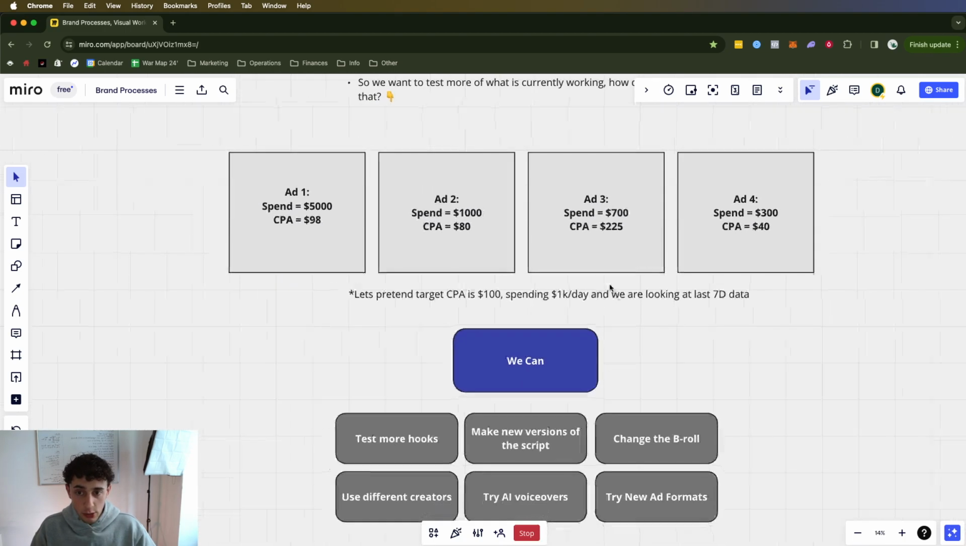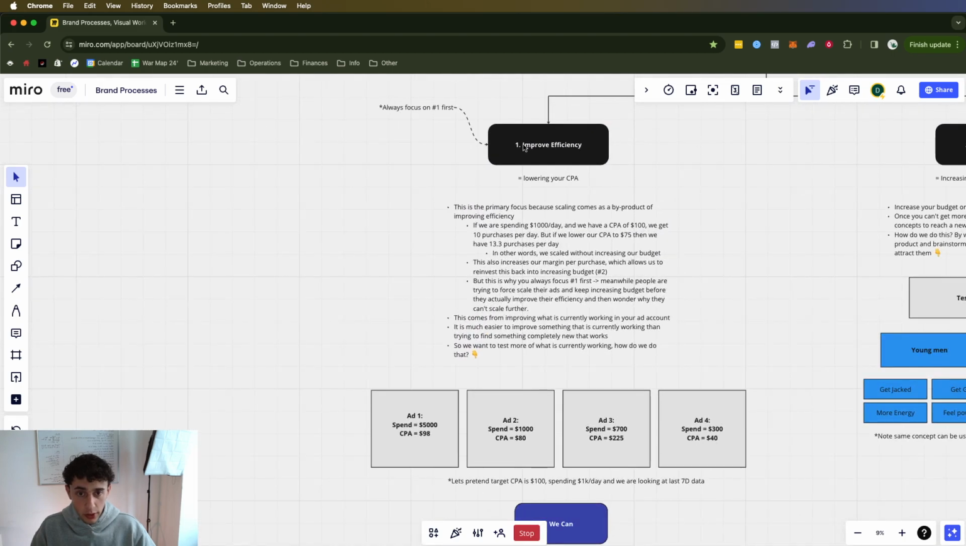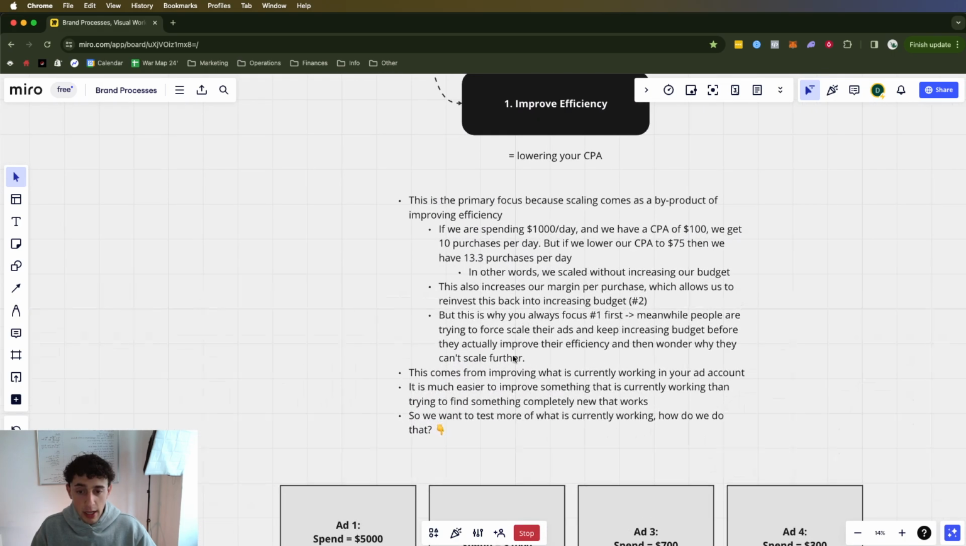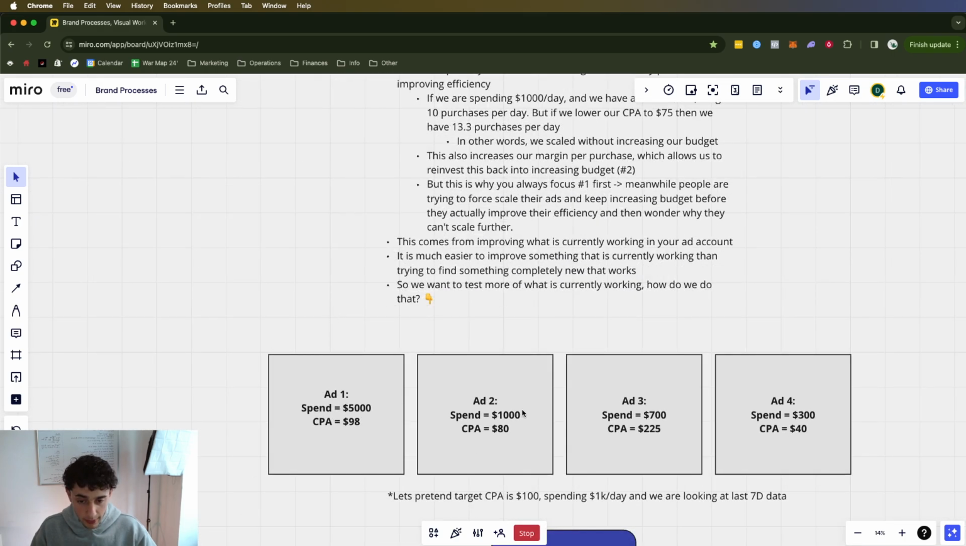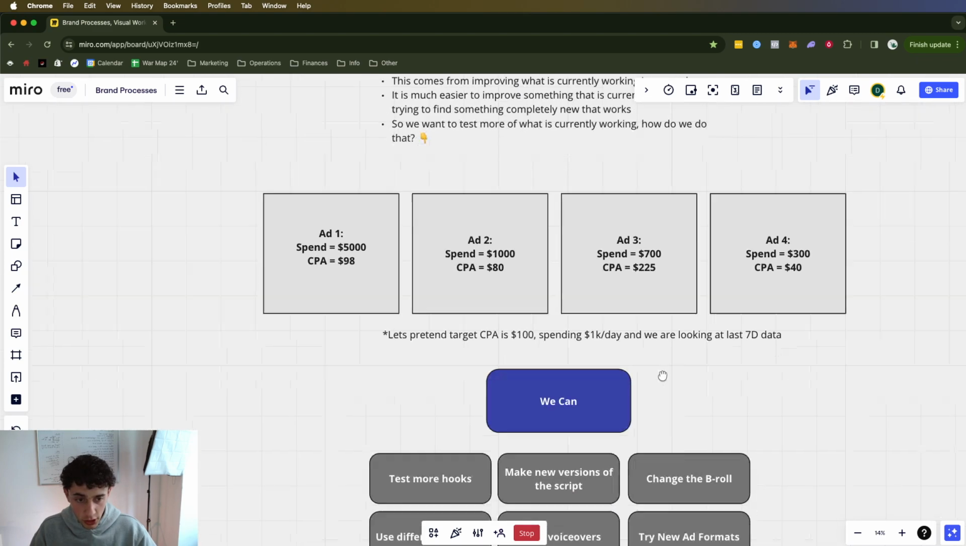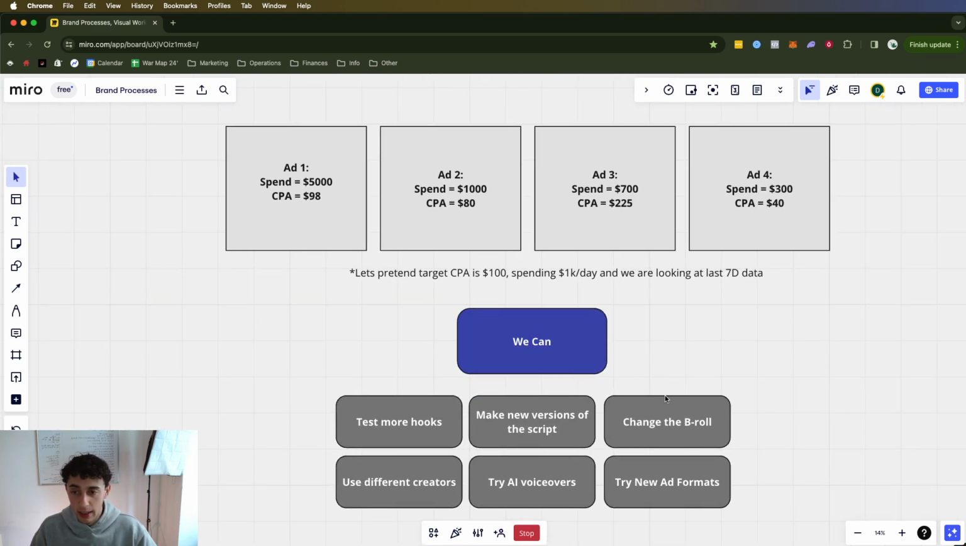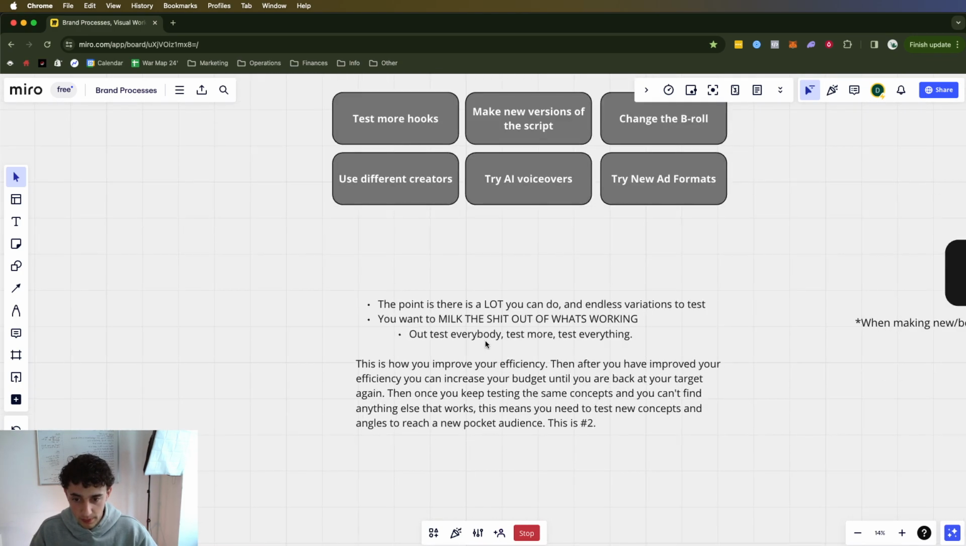So I'll explain to you. Once again, at the start, we want to focus on improving efficiency. And we do this by focusing on what's currently working and improving it. Creating new versions, making it feel new and exciting again, improving the hook, improving the body, testing different versions of it, etc. This will find us new versions of the ad, and that will lower our CPA, which in other words, improve our efficiency. Okay. Then after you've improved your efficiency, you can increase your budget until you're back at your target again. Once again, we have the increased margin.